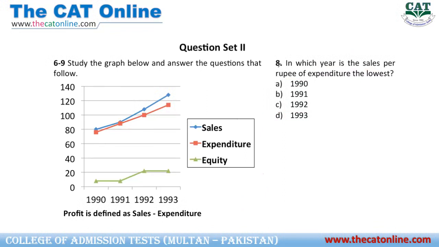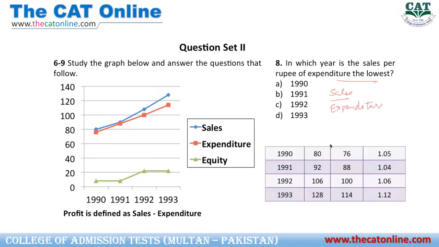Let's look at question number 3 in the set. In which year is the sales per rupee of expenditure the lowest? So here I have to find out sales divided by expenditure, and in which year is this the lowest.